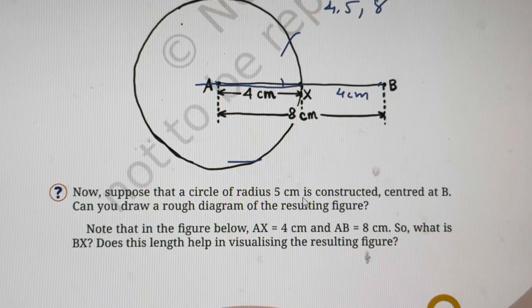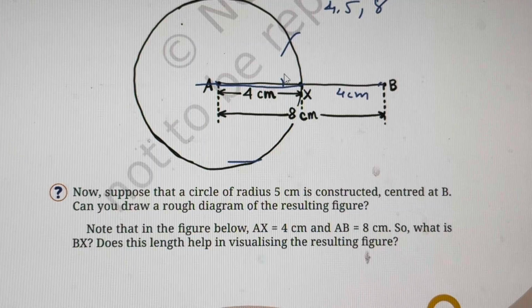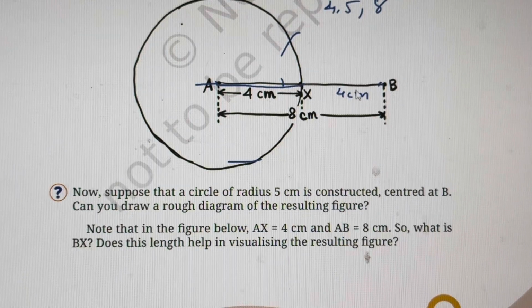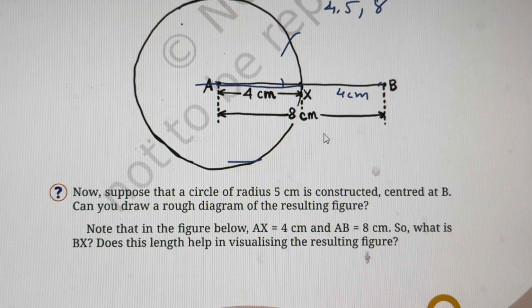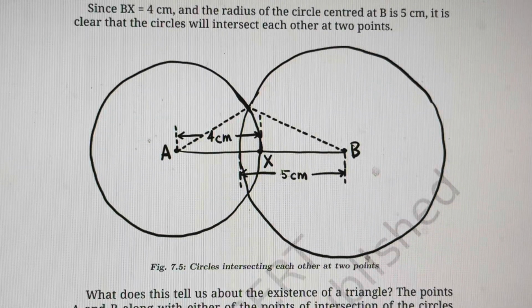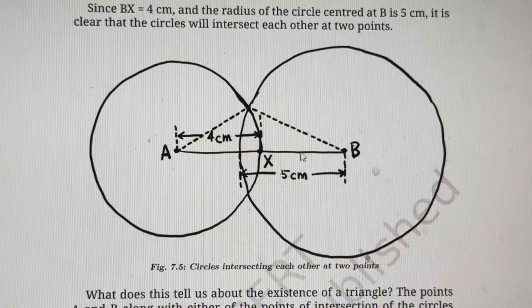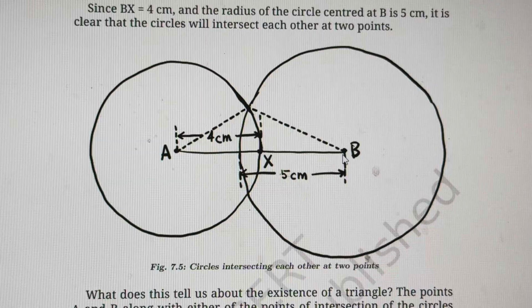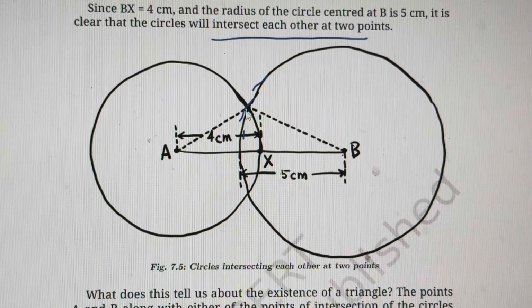Note the figure below. Here AX is 4 and AB is 8. So what will be BX? BX will also be 4, right? So we can visualize the resulting figure. Now see here. Since BX is 4, and if we take the radius as 5, it will naturally go beyond this line. Right, so it will intersect somewhere. So both the circles will intersect each other at some points, these 2 points, right?